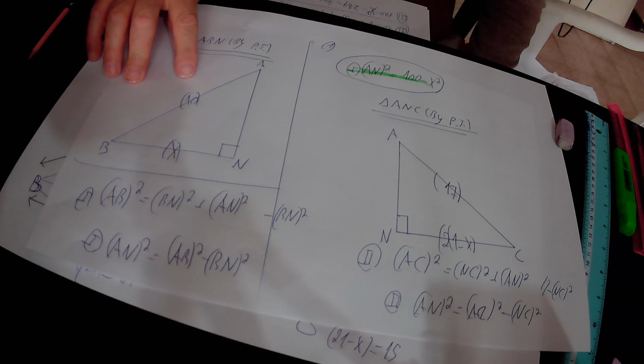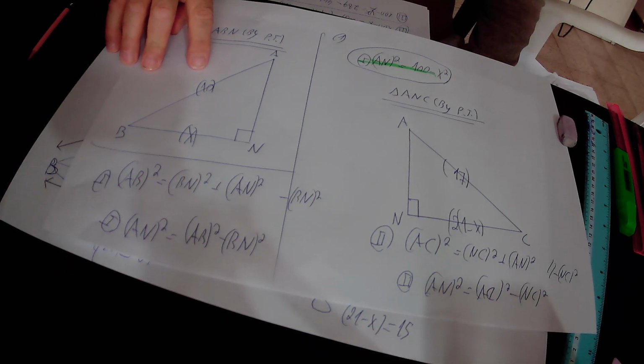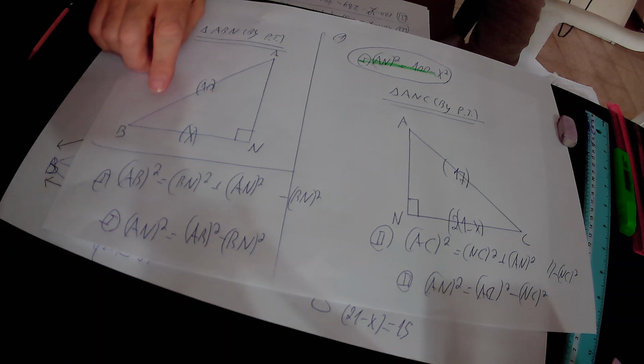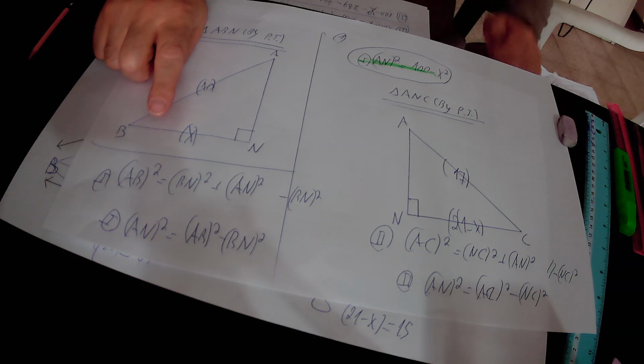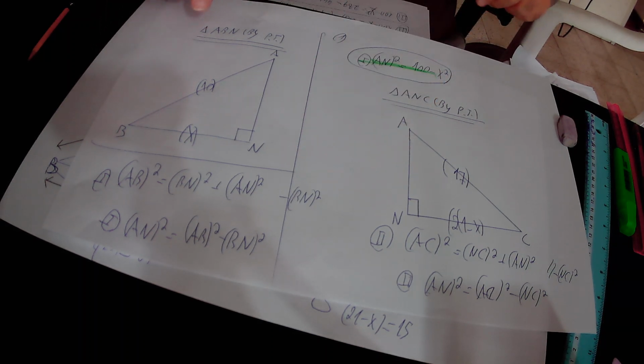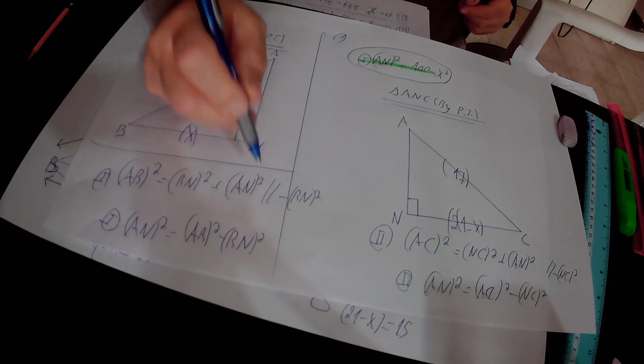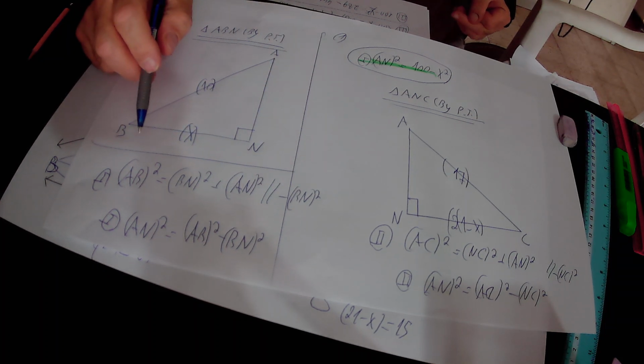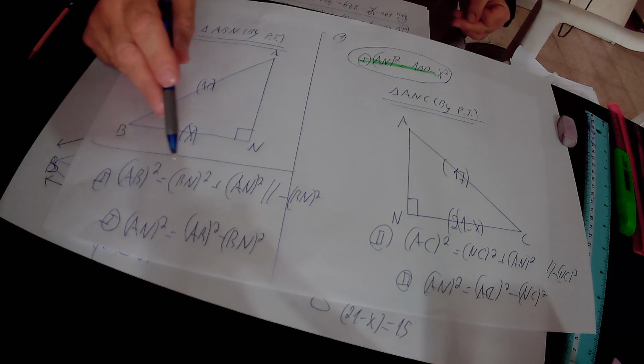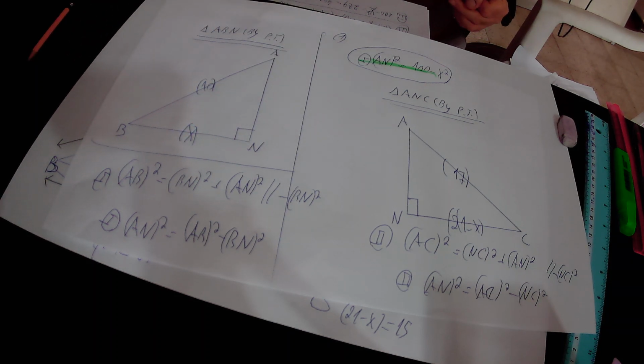AB is 10, therefore AB squared is 10 squared. But before that, actually, we did it later. So according to equation 1, we found out, by subtracting BN squared from this equation, that AN squared equals AB squared minus BN squared. This is according to equation 1.